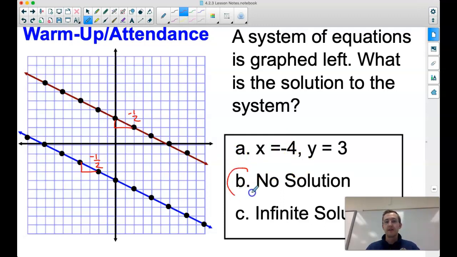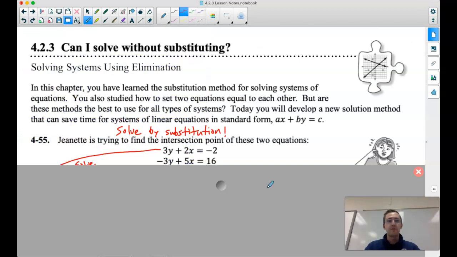So for this one, our answer should be no solution, because the intersection of a system of equations is always a solution. Here there's no intersection, so there's no solution. Good little way to get our brains thinking this morning. Next, let's jump right into 4.2.3 and look at 455.